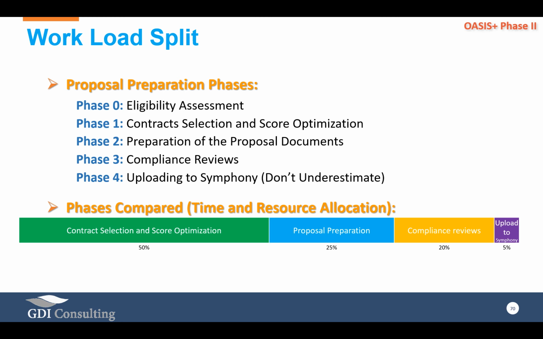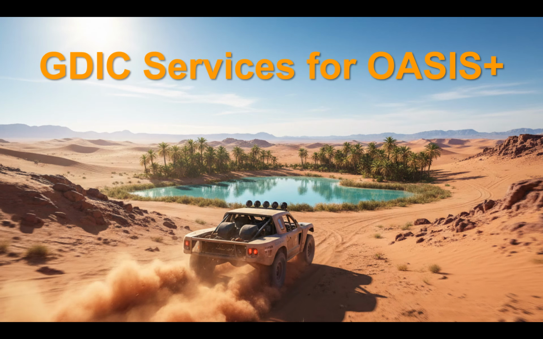So the graphical representation of the time and resources for each phase is shown also. You can see that 50% of the time is spent in phase 1, contract selection and score optimization. This is the average we have found preparing over 200 OASIS Plus and other self-scoring proposals. So I just wanted to share this with you as well.